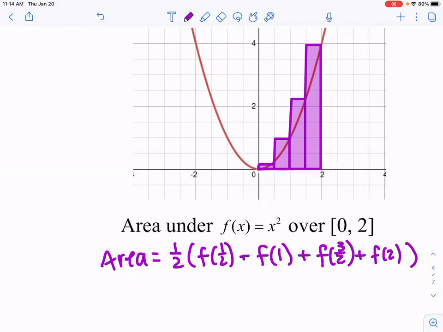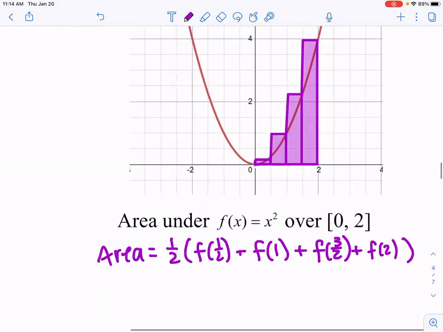Now, the good news is you are not going to have to draw these pictures every single time, okay? I'm trying to get to the visualization of what the heck we're doing. Okay. So here we go. We have 1/2 times. Now I'm going to plug in these to our function.